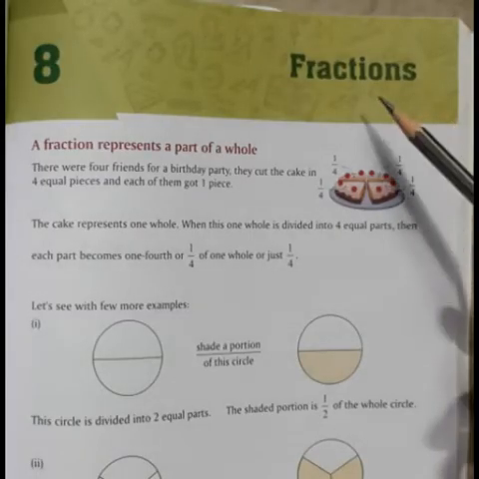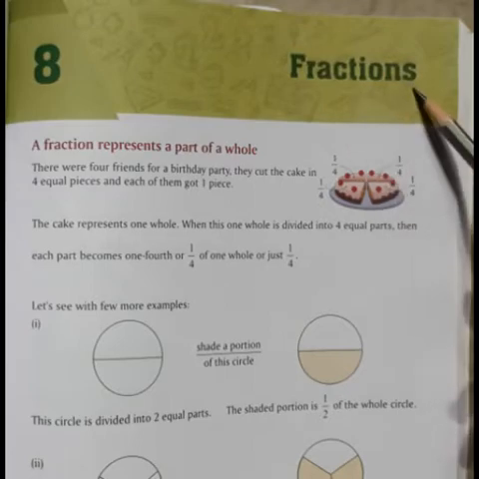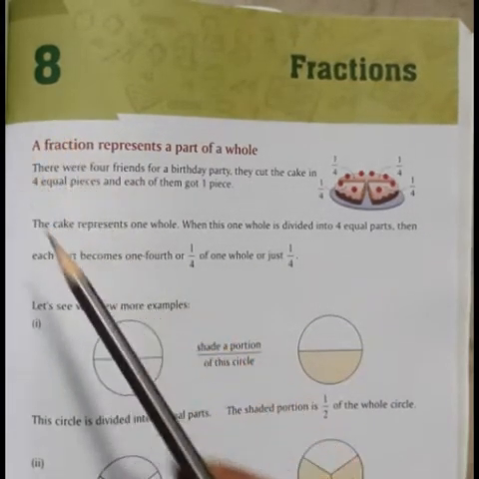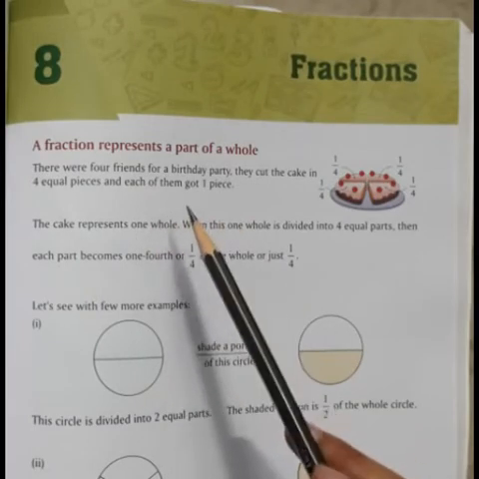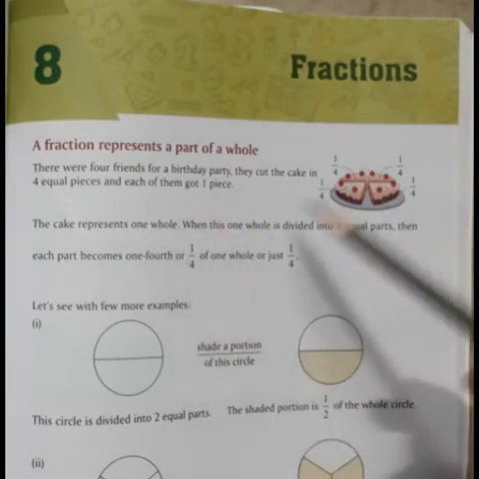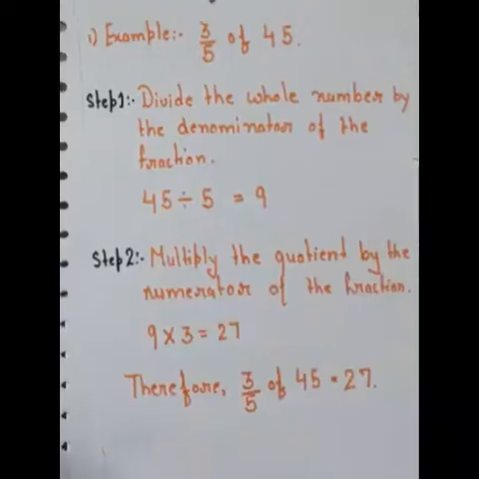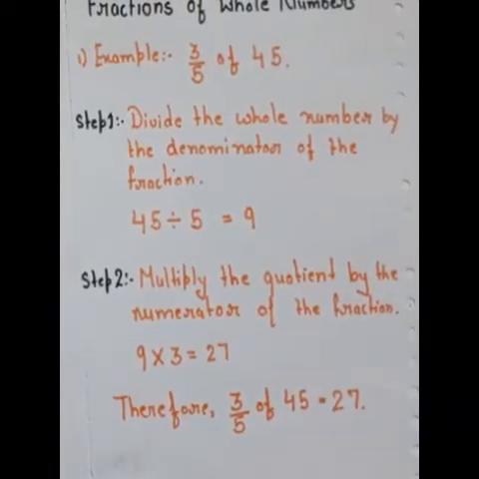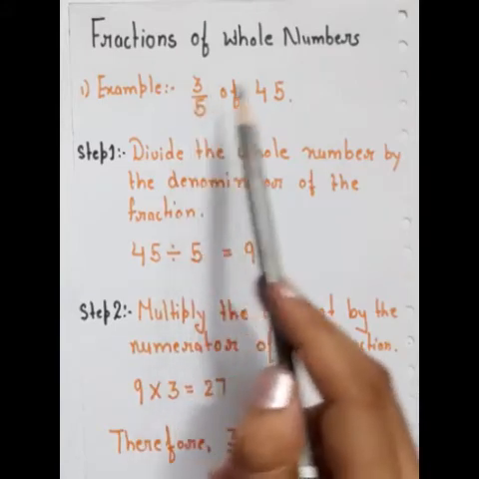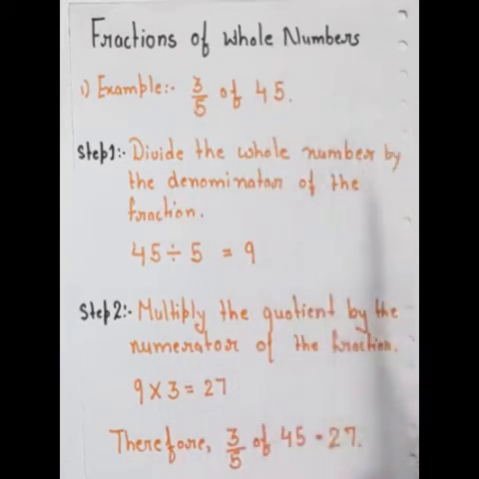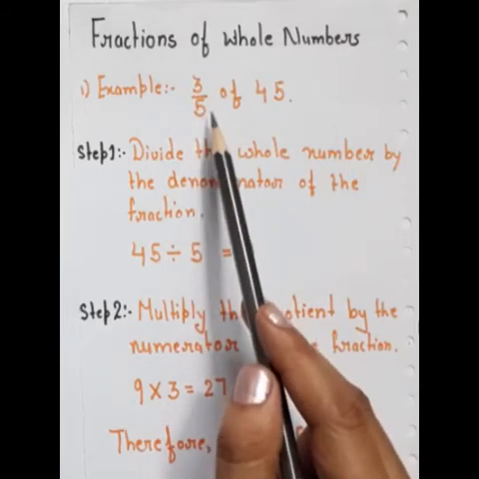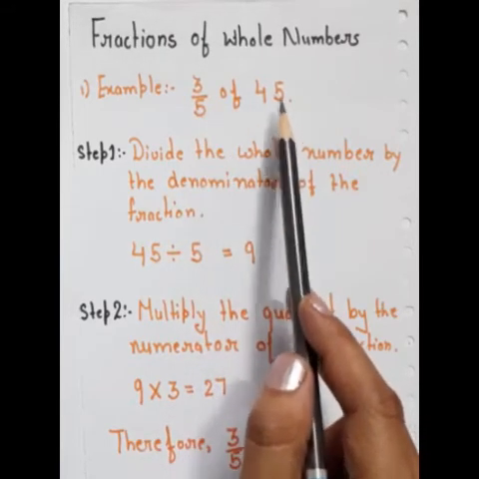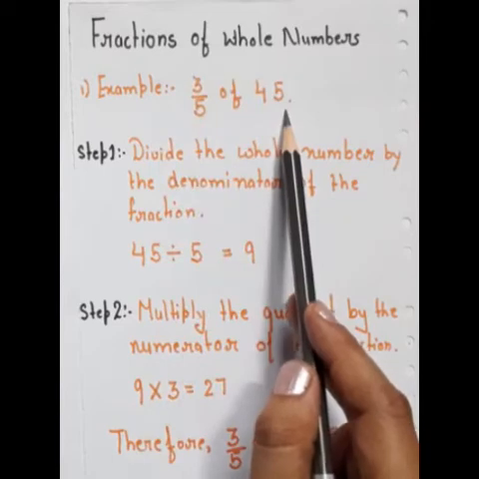Class 4th, we are just continuing your previous chapter, fractions, chapter number 8. Till now, we have done fractions and types of fractions, and today we are starting fractions of whole number. Fractions of whole number. Now your first example is 3 by 5, or you can say 3/5 of 45. Now you have to solve it. So how are you going to solve it?